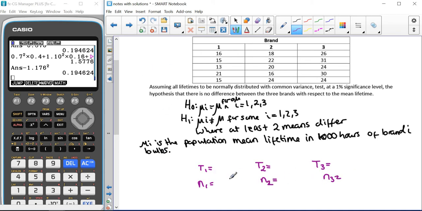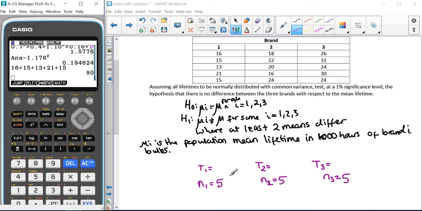For that, it's very simple. We've got 1, 2, 3, 4, 5 of each brand. So my N1 is 5, my N2 is 5, and my N3 is 5. For the totals of the values in the columns, we're going to have to add them up. So that's 16 plus 15 plus 13 plus 21 plus 15, which gives us 80.